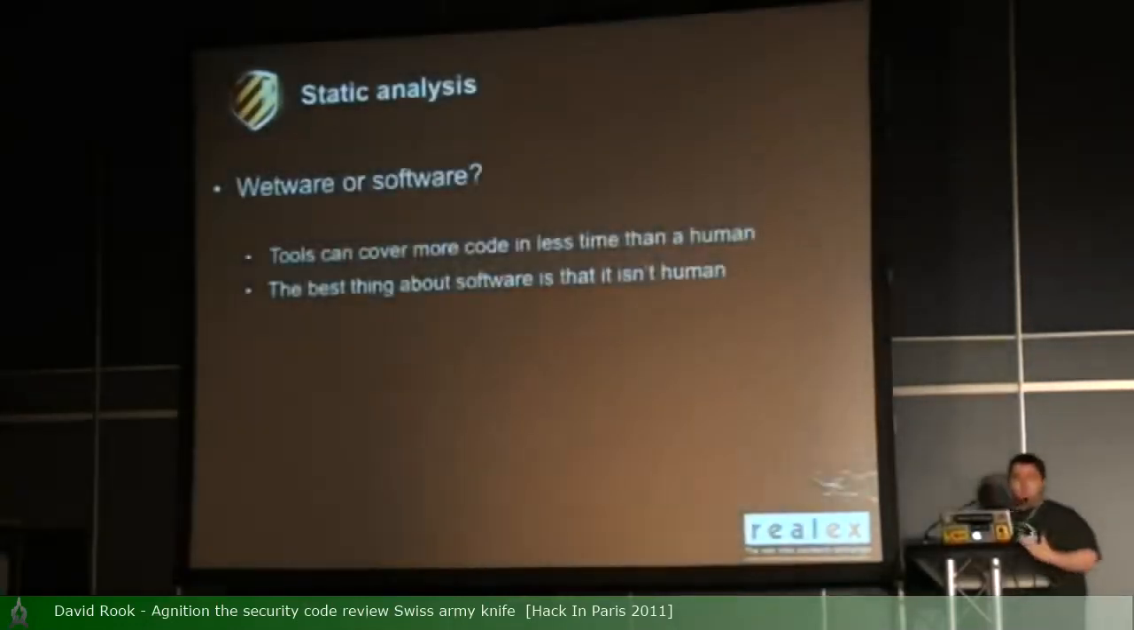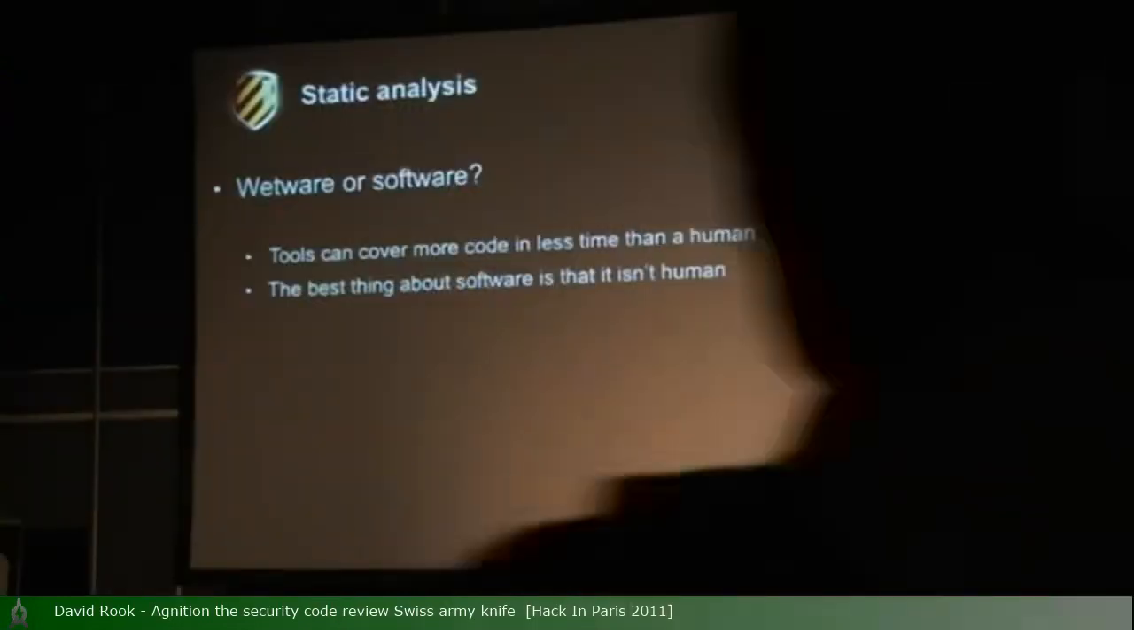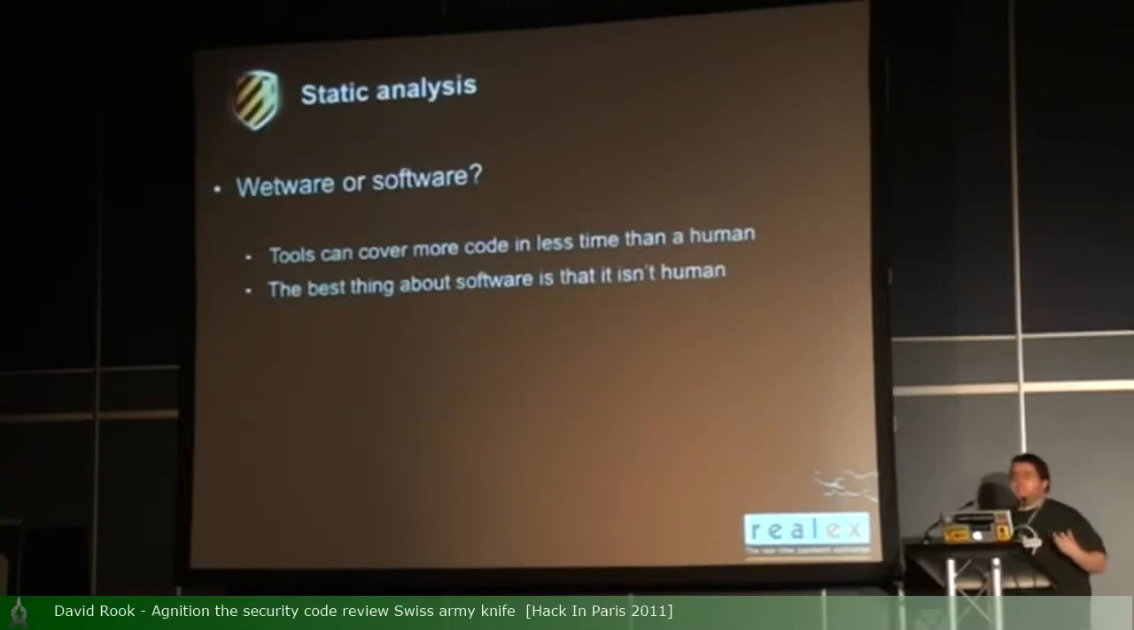So we know already that the tools can cover more code in a shorter amount of time than a human. That's probably not really a surprise to any of us. The best thing about software is that it isn't a human. It doesn't suffer from those same limitations. It can run out of memory like a human, but that's dealing with better spec hardware maybe, rather than limitations of the human brain. So the software can be left to run for hours, days, weeks, months, probably even years, I guess, and cover tens, hundreds, or even millions of lines of code significantly faster than the human reviewer.